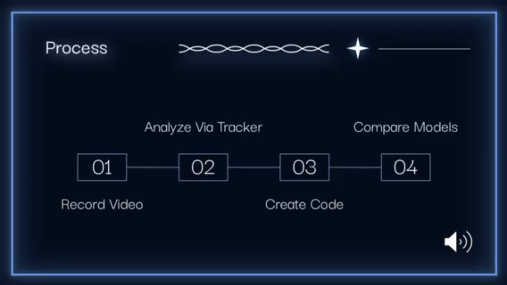The process for this experiment was quite straightforward. First, we recorded our video. Then we analyzed this video via Tracker. Then we created a code based on values from Tracker and the internet. And for the final step, we created models from those codes, and then we compared them.